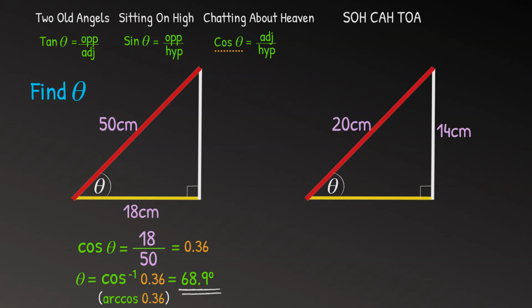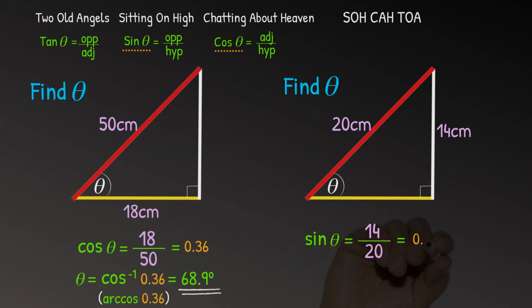So if we try finding theta on the next triangle, you can see we have the hypotenuse, which is 20 centimetres, and the opposite side, which is 14 centimetres. Now we know that the sine of theta is equal to the opposite over the hypotenuse. So in this case, the sine of theta is equal to 14 divided by 20, and that's equal to 0.7.